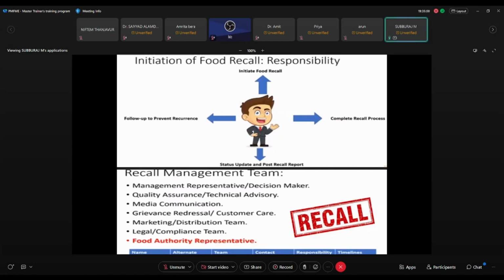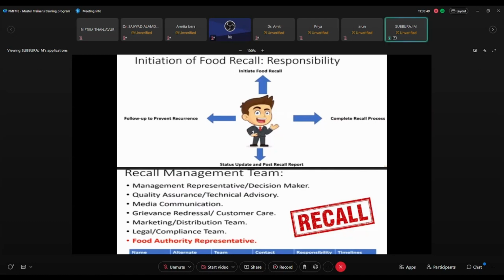So what is the recall procedure? First, you have to initiate the food recall. I already told you the company has to initiate it. Then you have to report to the authority, that means the state government and central government. Once all the materials are taken, store them in a specific area and report that you completed the recall procedure: this much food we produced, and all the materials came back. If you produced 10 metric tons, the 10 metric tons should be in the place. If anybody has consumed it, you have to give the full details and submit them to FSSAI as well as the state authority.